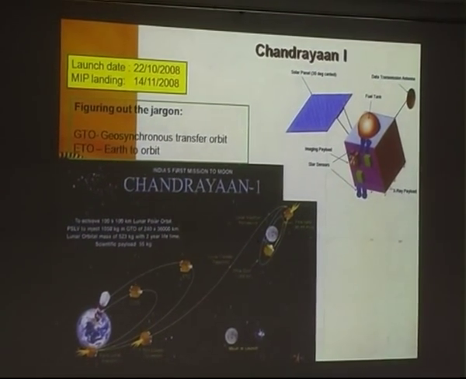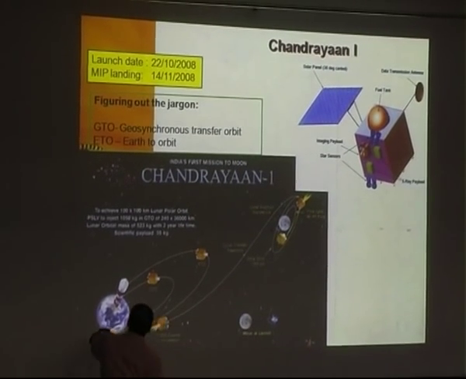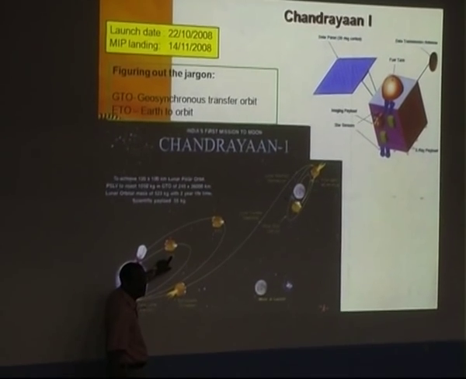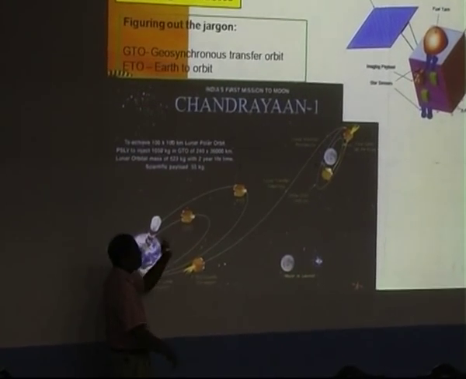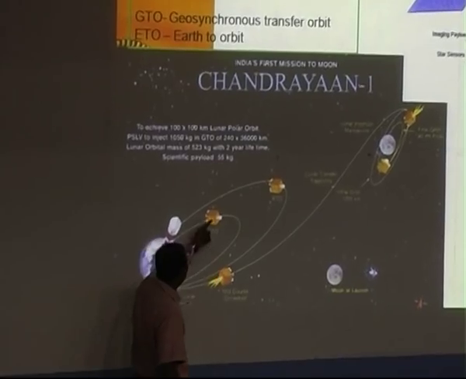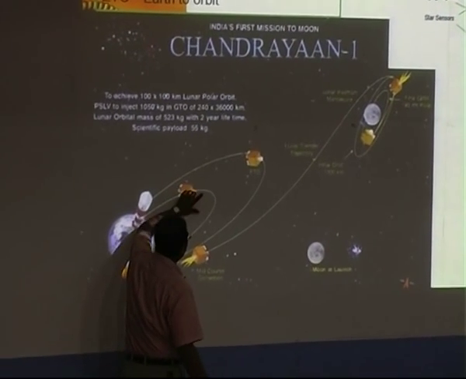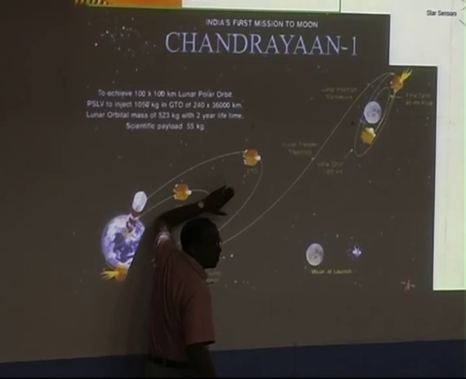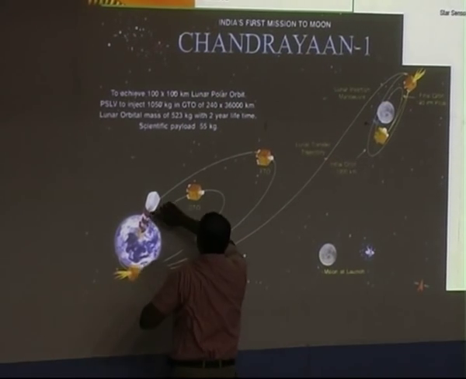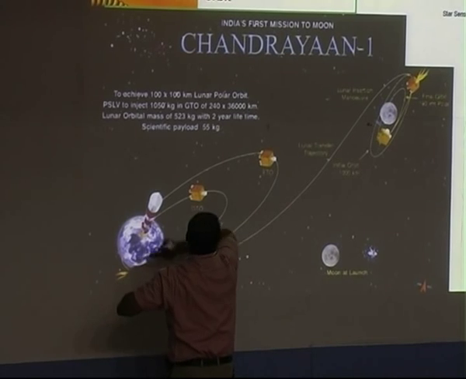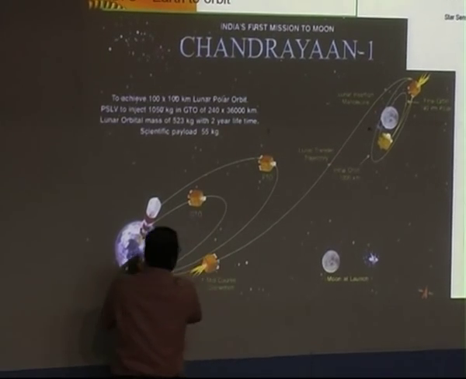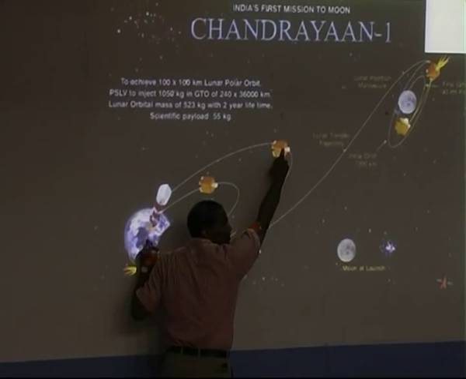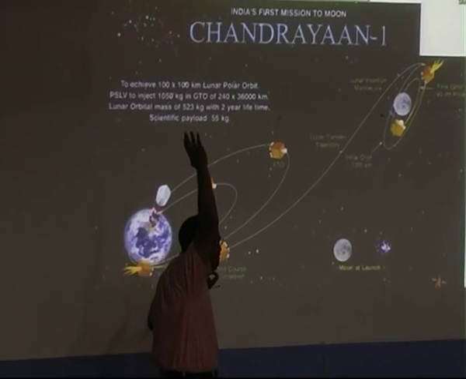Okay. So the PSLV launches it and puts it into a geosynchronous transfer orbit, GTO. It is an elliptical orbit. Once it reaches here, you can fire some more rockets and push the orbit further. This is called orbit raising or orbit pushing. So you keep on pushing the orbit and its height will increase, but it will be elliptical. At some portion it will be very close to the Earth, at some portion it will be 30,000-40,000 kilometers, because the Moon is at some 2,75,000 kilometers, right?